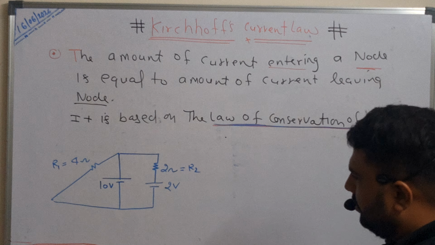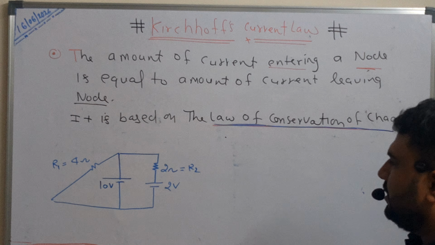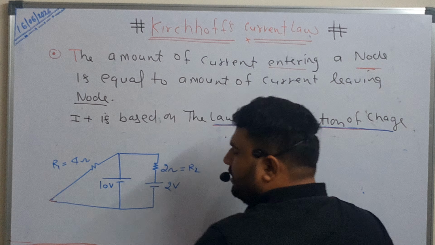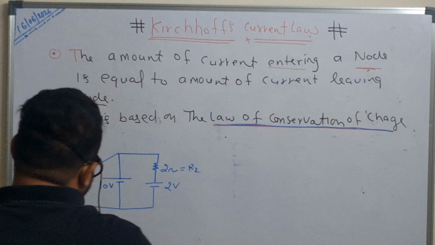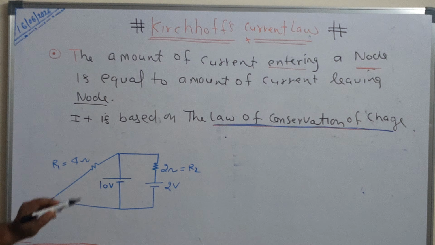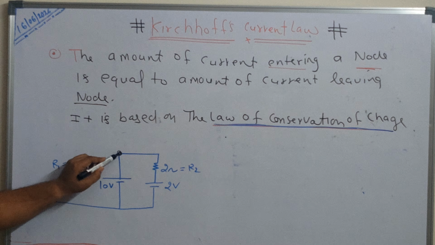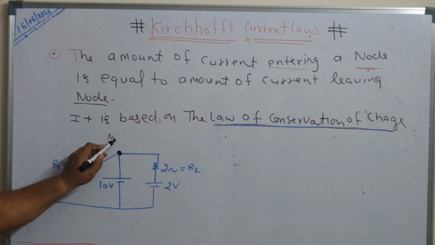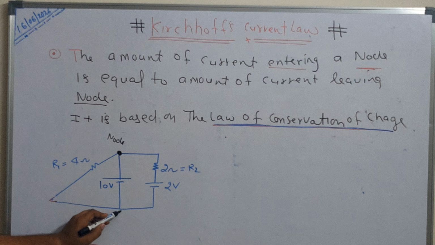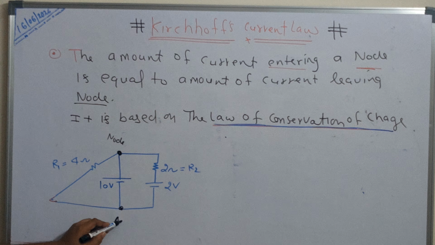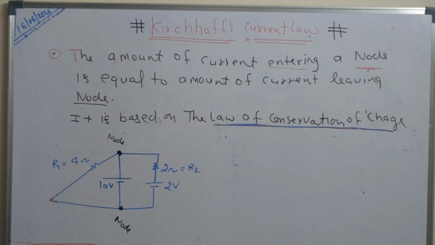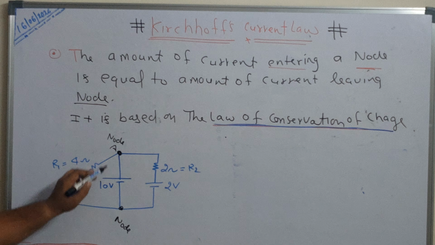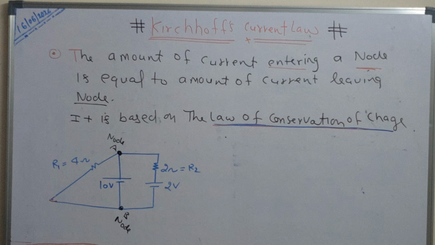Now, first look at this circuit properly. Identify how many node points are in the circuit. If I look at this circuit, this is the point where three wires meet, and that point is known as a node point. This other point also has three wires meeting, so that also becomes a node. Suppose I name this node A, and this one B.